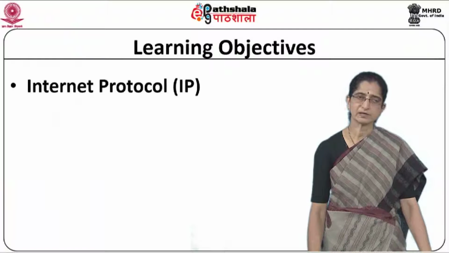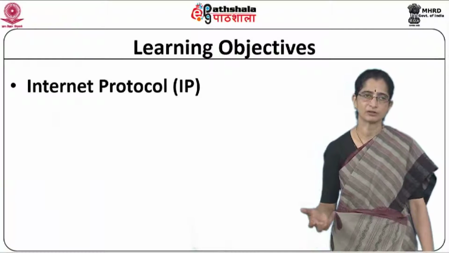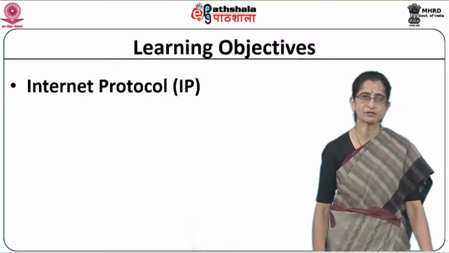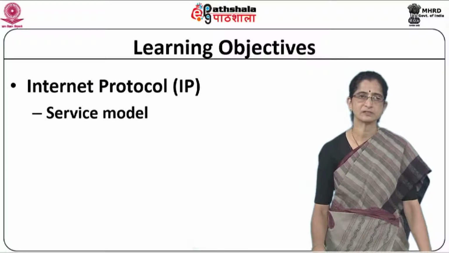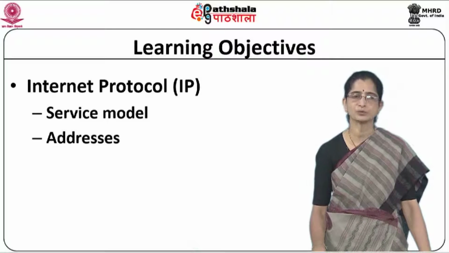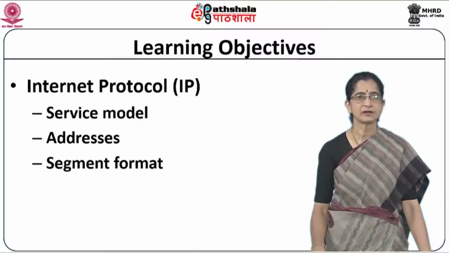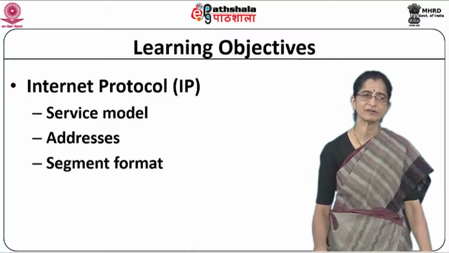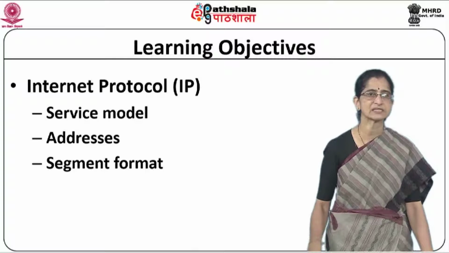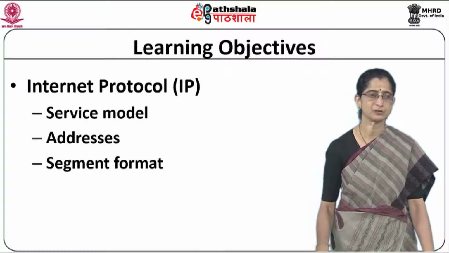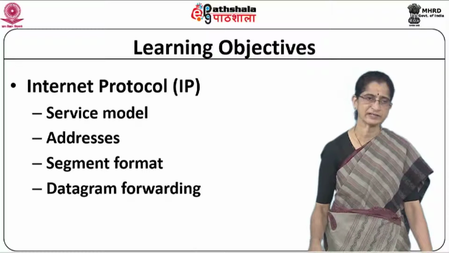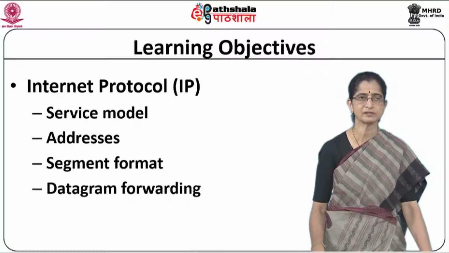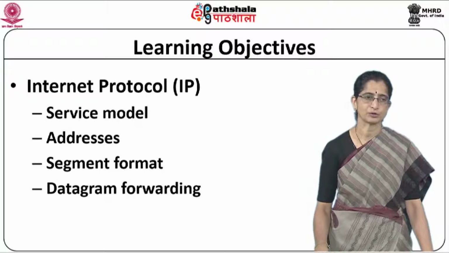We know that the IP protocol is the network layer protocol in the TCP/IP model, so we need to look at it in detail. We will start first with the service model used by IP. Then we will look at how addresses are handled in IP and the basic segment format. We will try to understand how the various fields in the IP segment are used, and we will also look at how basic IP datagram forwarding gets done. This is what we will look at in today's module.